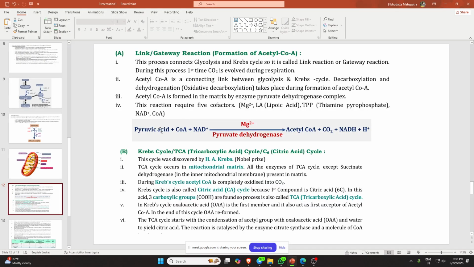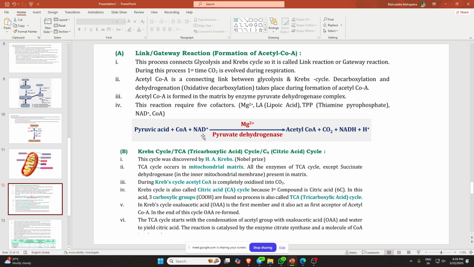Okay. This pyruvic acid, coenzyme A, NAD plus, these are the cofactors. Okay, Mg plus 2. So pyruvate dehydrogenase, acetyl coenzyme A, carbon dioxide, NADH plus. This is the link reaction. If you have understood the link reaction, we'll go to the next step.